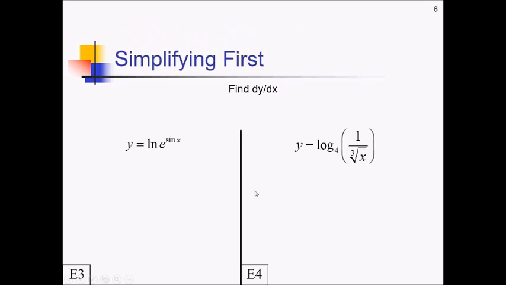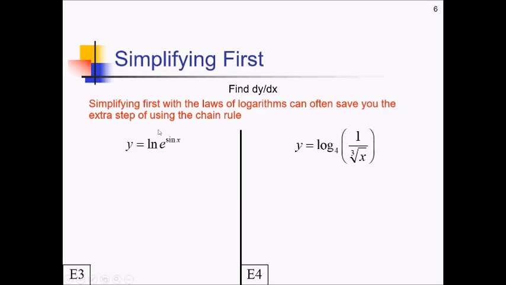So as we saw in the last two examples, chain rule is still a thing when we're doing derivatives of logarithms. However, we can sometimes avoid it. On these problems, we're going to see that simplifying first with laws of logs can often save you that extra step of using the chain rule. Using this idea, see if you can simplify these first and then take the derivative.